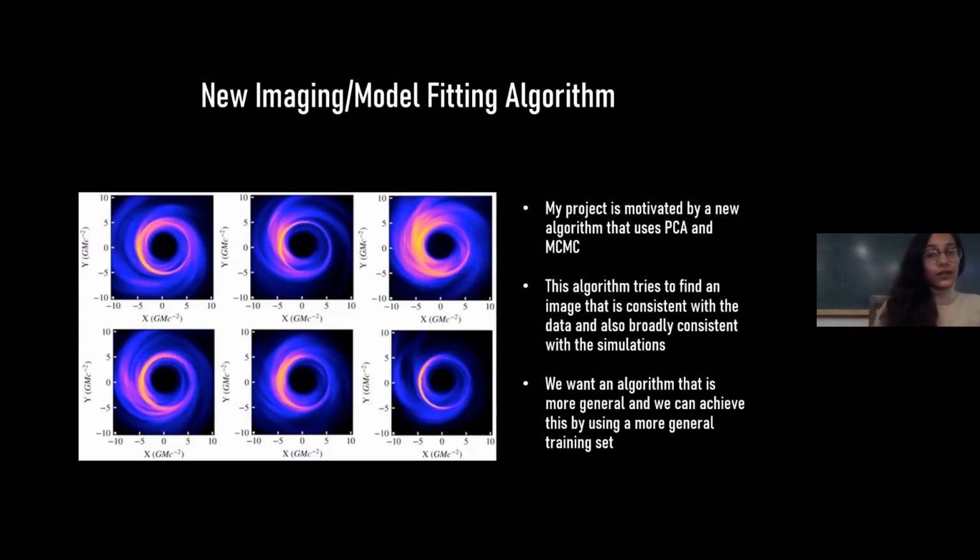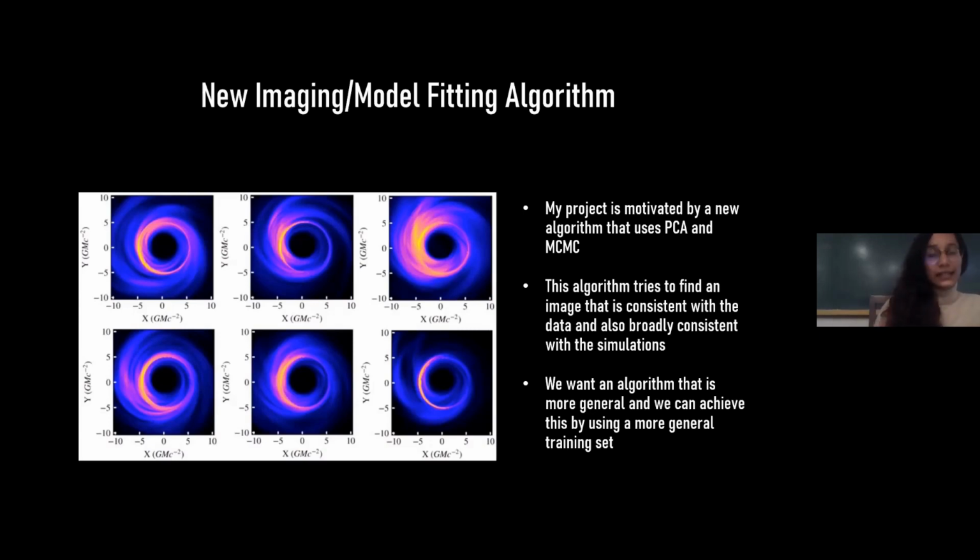The restraint, however, is that this is very specific to the source. If I'm giving it images of M87, I am imaging M87. So it's very specific to the source. But what if I want an algorithm which is agnostic to the underlying source? What if I want something more general, which is not specific to the black hole that I'm trying to image, but just a general algorithm? That would mean that my training set also has to be general.